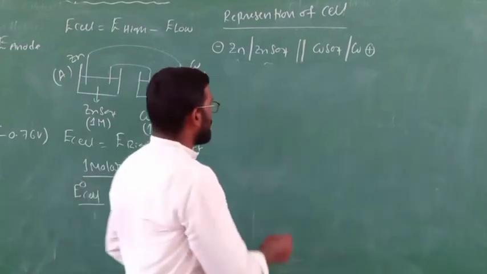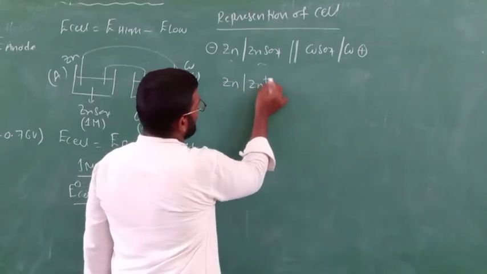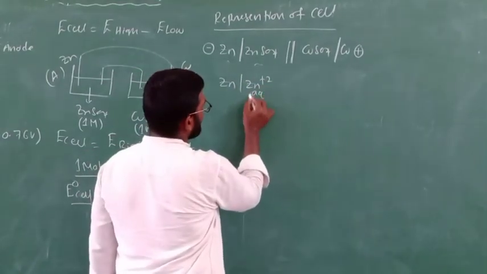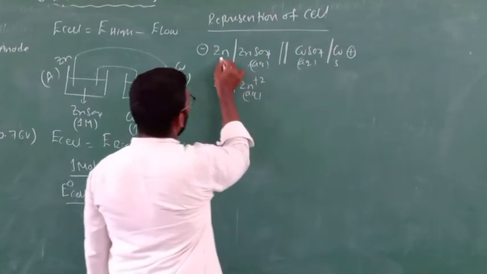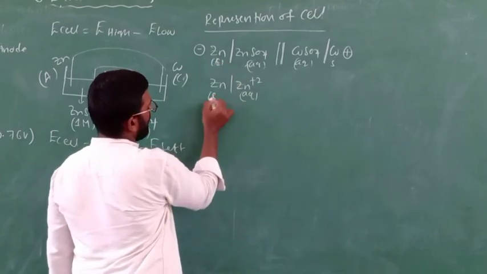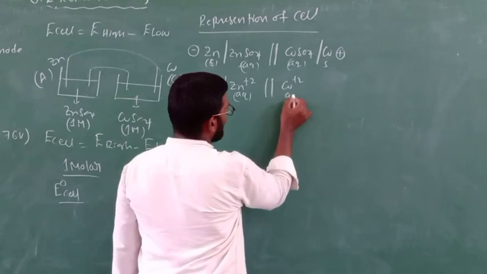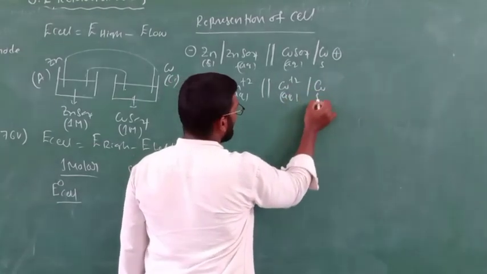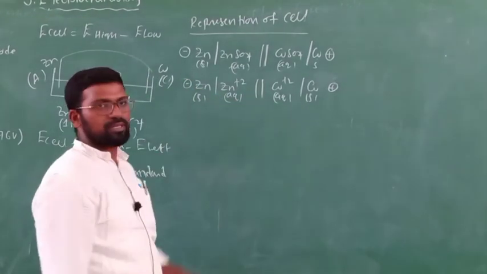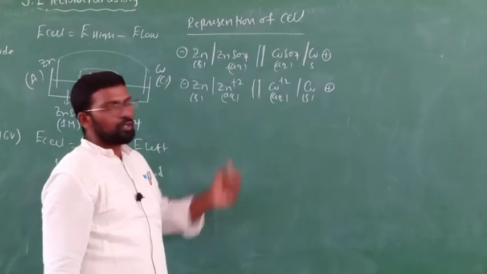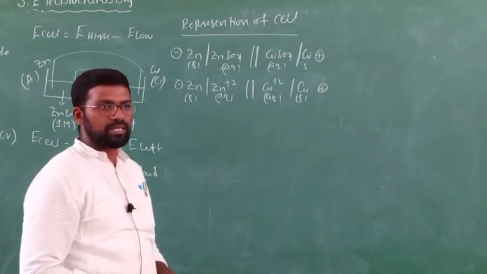This representation can also be written in a simple manner like Zn bar Zn plus 2 aqueous, two parallel lines, Cu plus 2 aqueous, bar Cu solid, with plus and minus signs. This can also be written like this. And from this, if you are asked to write the complete cell reaction, it's very simple.